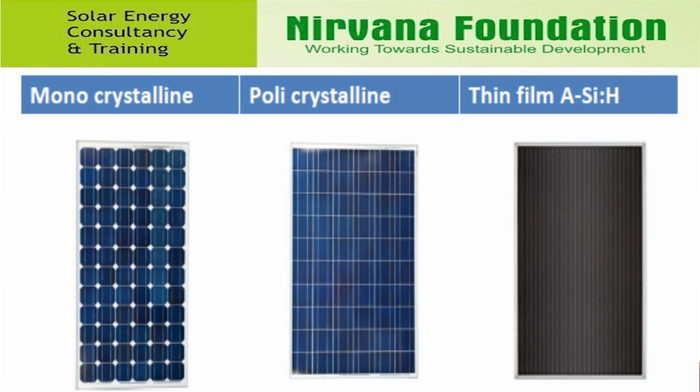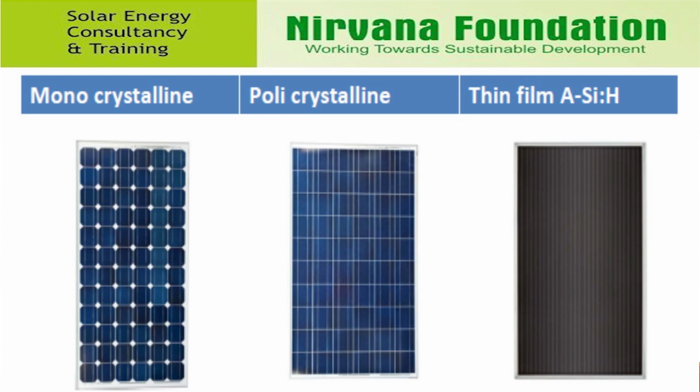Polycrystalline. Polycrystalline solar panels generally have lower efficiencies than monocrystalline options, but their advantage is a lower price point. In addition, polycrystalline solar panels tend to have a blue hue instead of the black hue of monocrystalline panels. Polycrystalline solar panels are also made from silicon.